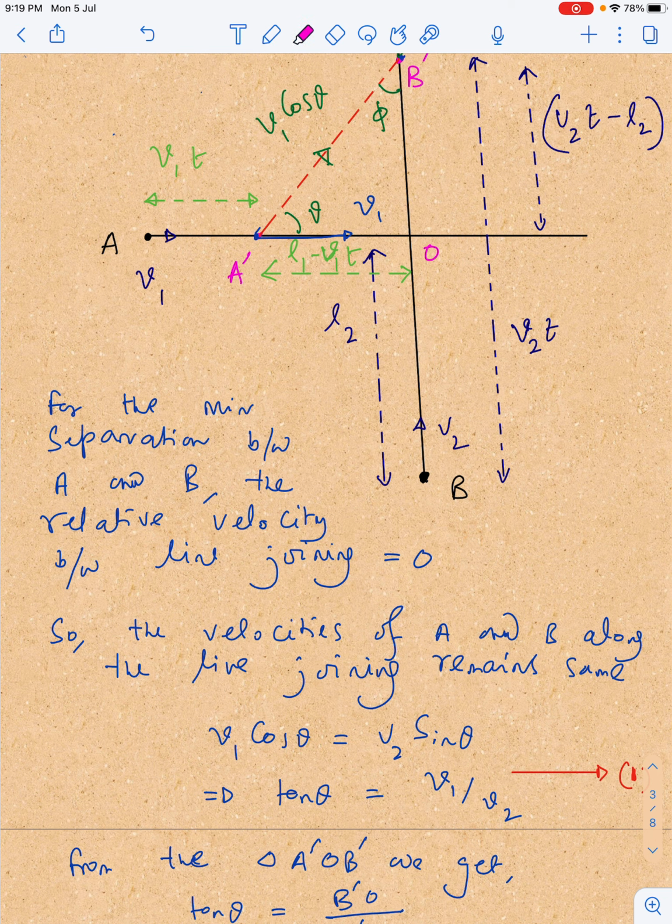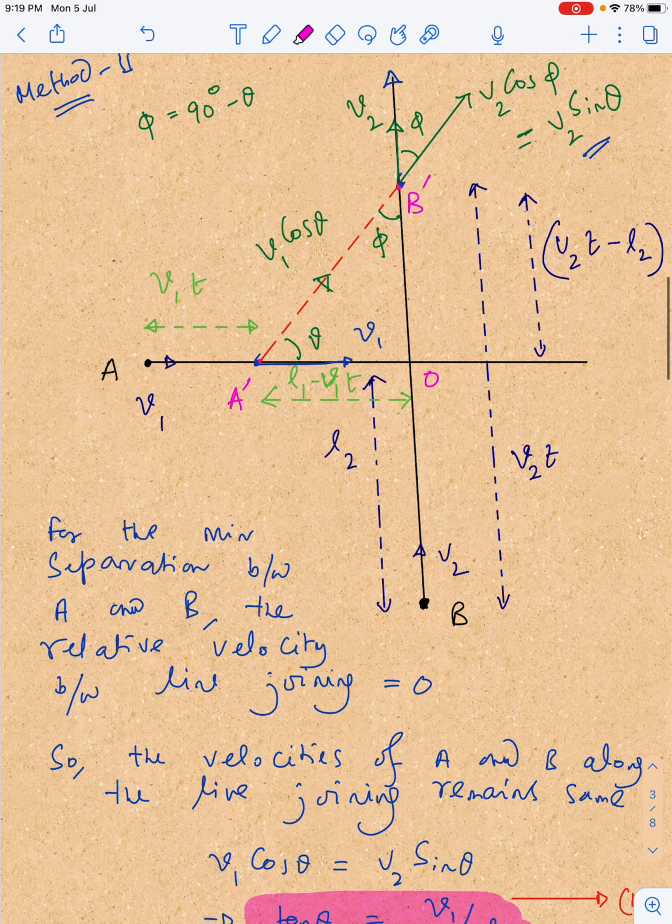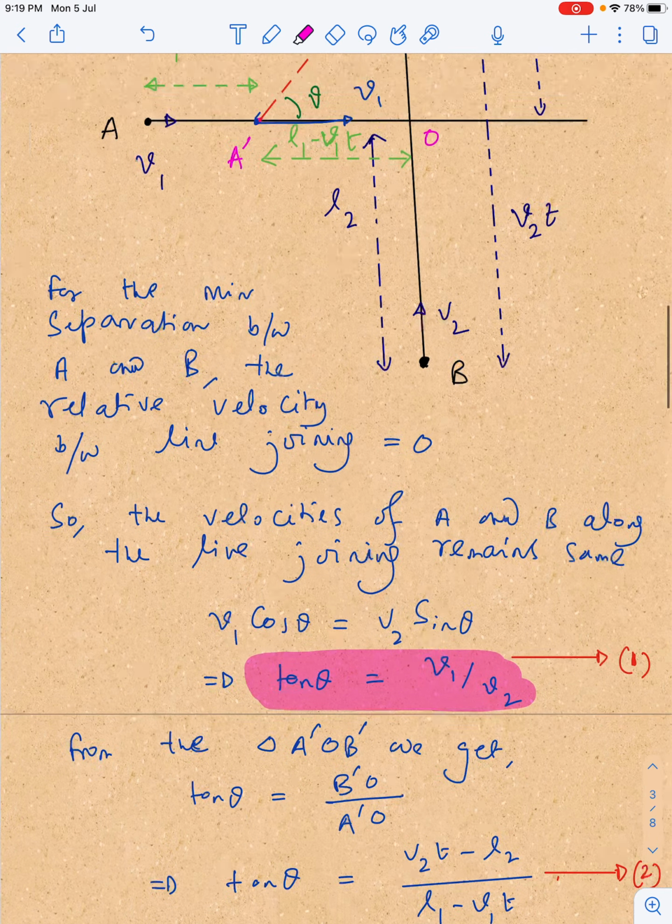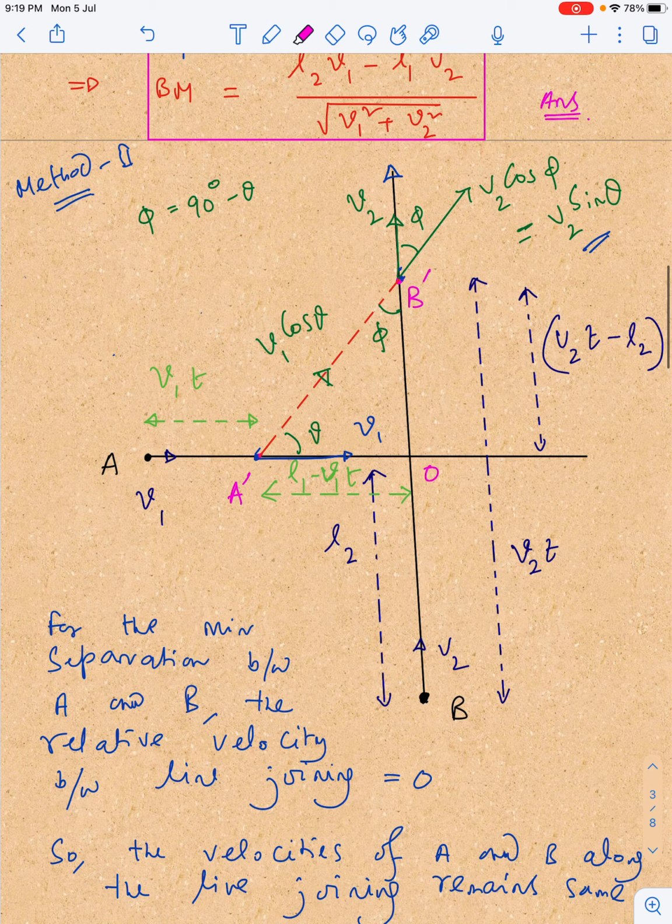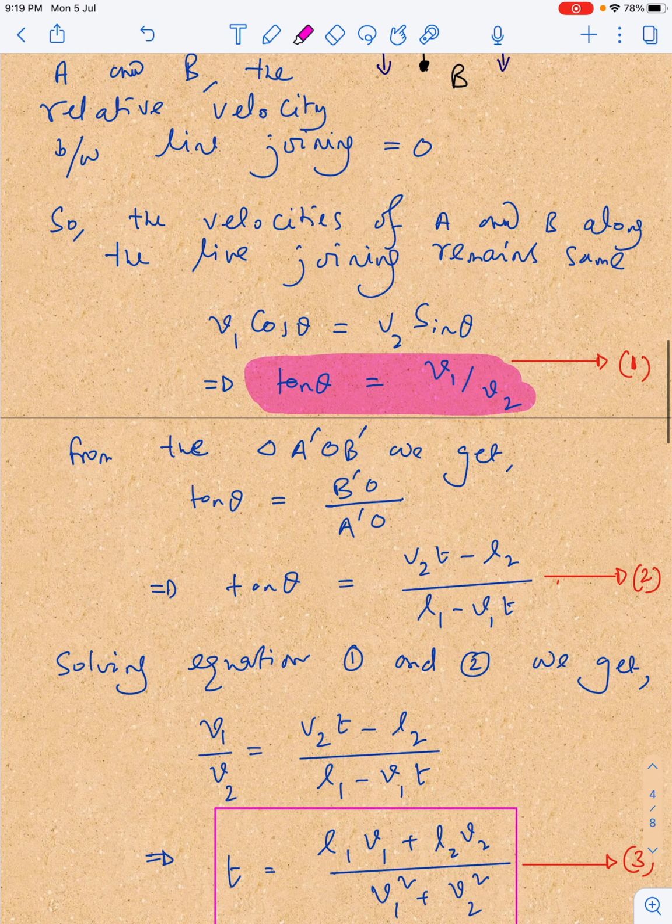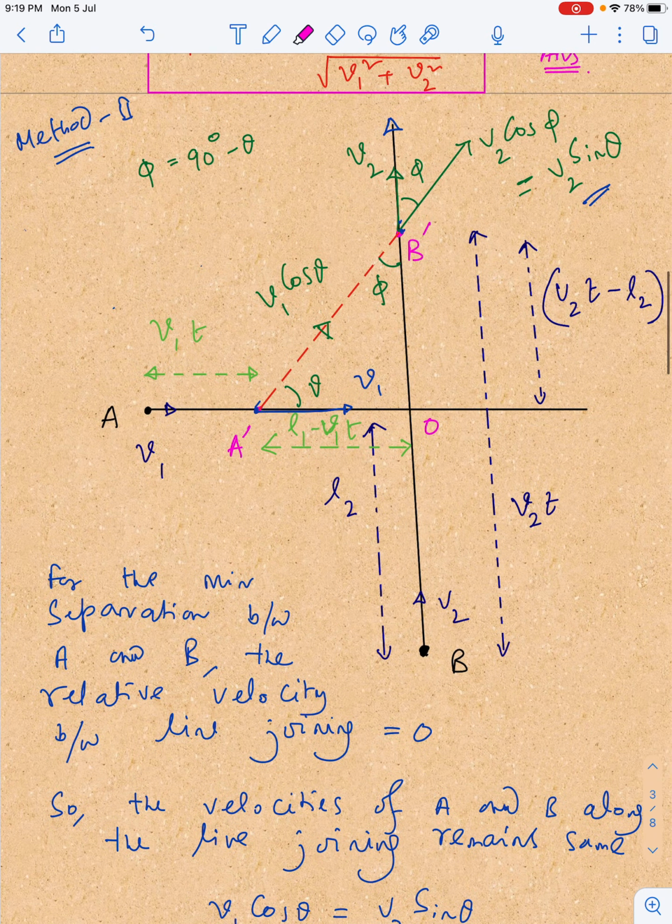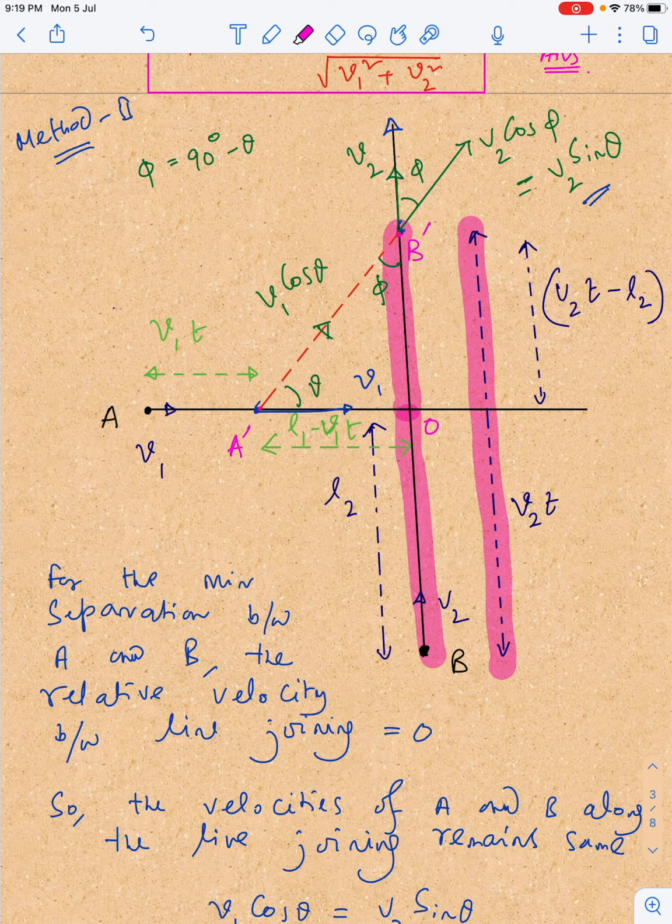You see here, right? Now tan theta, in this case, we are getting v1 by v2. Now again, you go to the diagram, to the triangle A prime O B prime. From there you can calculate tan theta is equal to B prime O divided by A prime O, right? If I substitute the values, B prime O, this total is equal to v2 into t, and this much is L2. So from here to here, it will be v2t minus L2. Clear? This is clear to everyone?